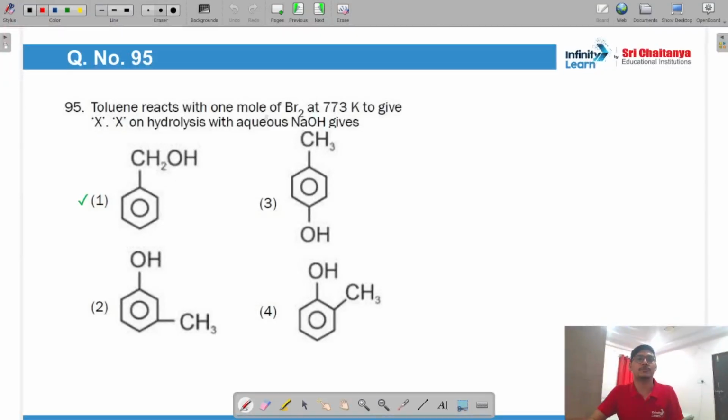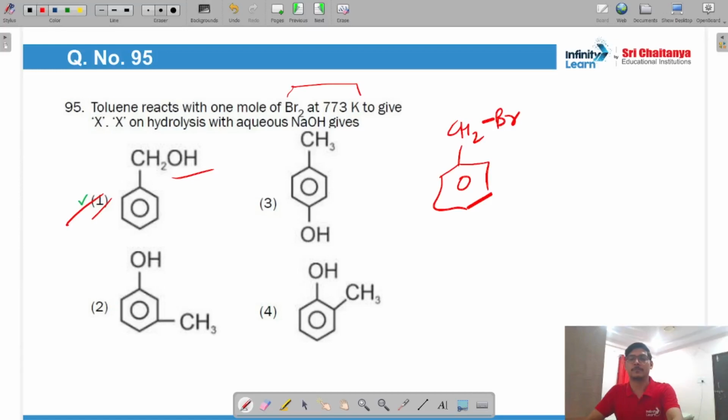Toluene reacts with 1 mole of bromine at 773 K. Because there is no Lewis acid catalyst, so this cannot be electrophilic aromatic substitution. It will be free radical substitution, right? So one of the hydrogen atoms of the methyl group in toluene gets replaced by bromine. So we get benzyl bromide, and when you hydrolyze this compound with NaOH, you get benzyl alcohol.